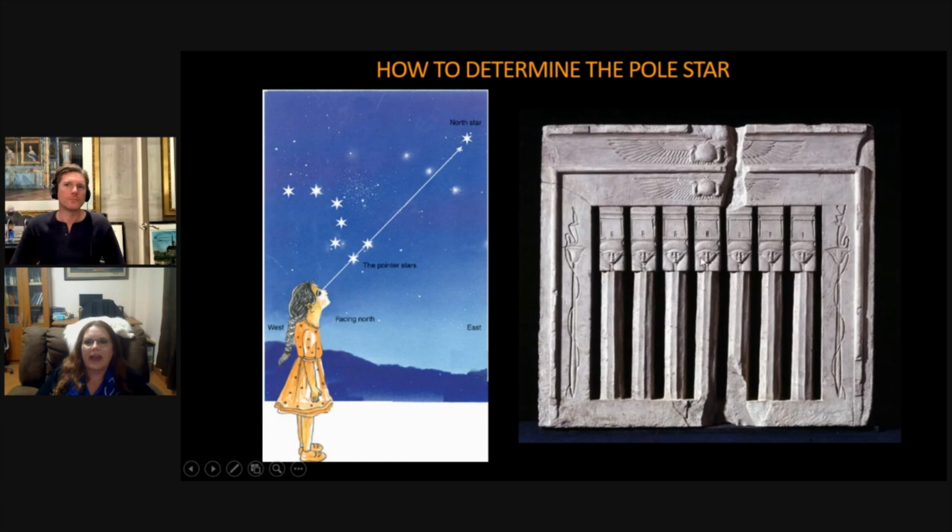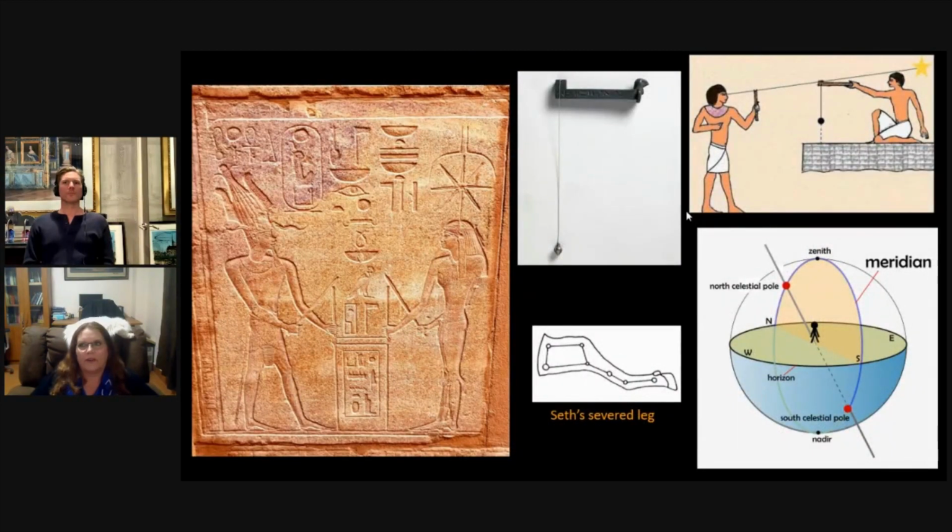And I have the seven Hathors here because a lot of people say they're the seven stars of the Pleiades, and they are, but they're also the seven stars, the seven watchers of the Big Dipper. And I also believe they represent the seven pole stars. And I have reason to believe that.